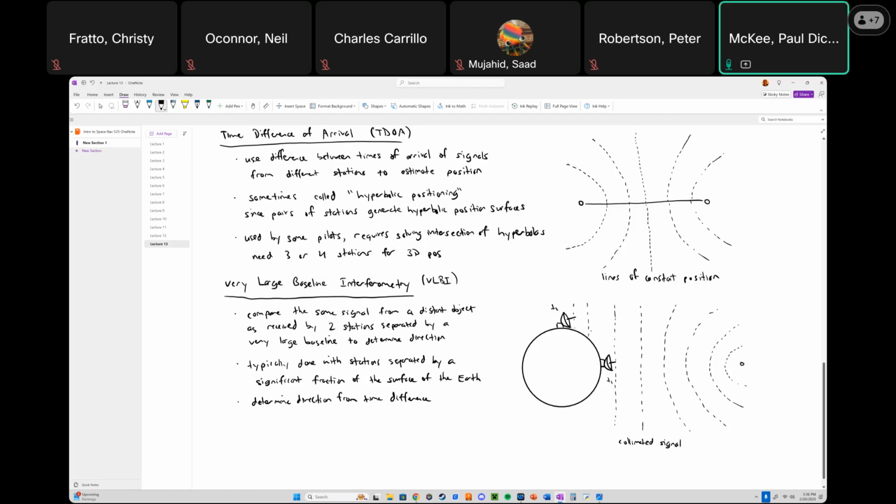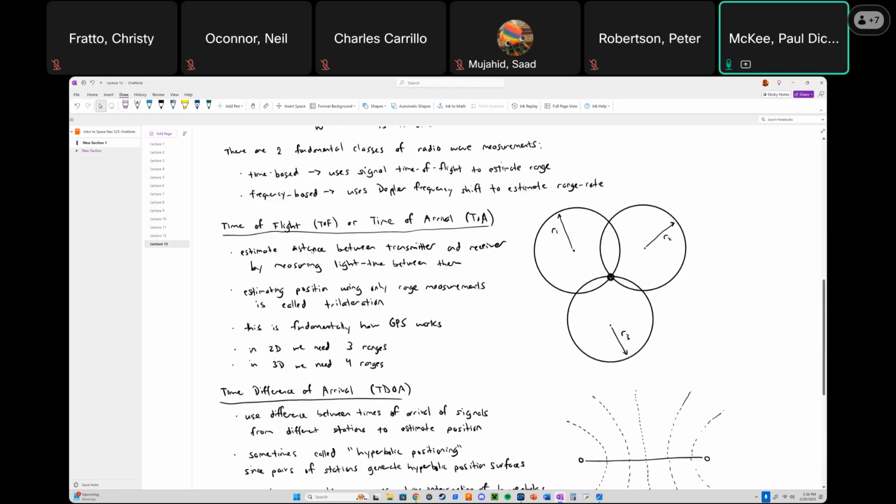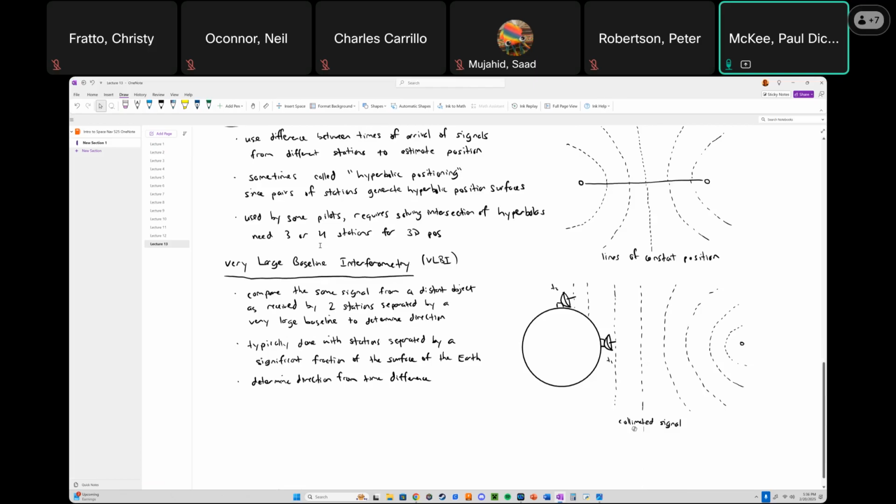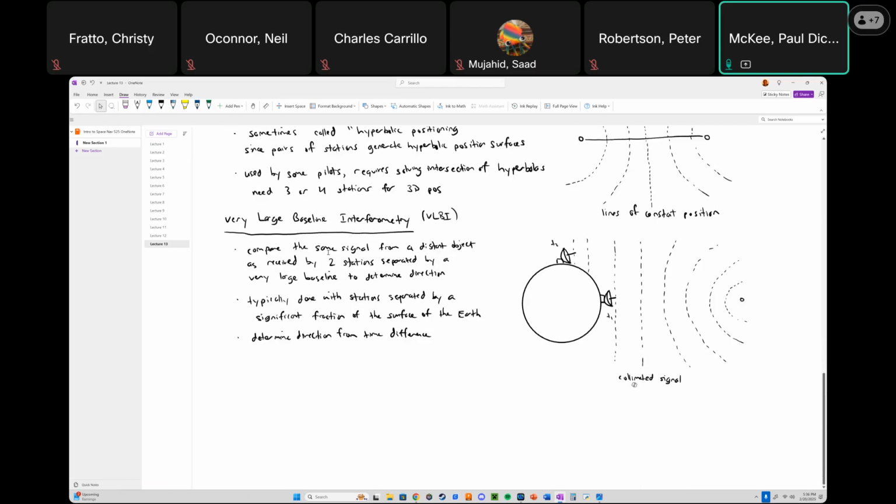We're not going to spend a lot of time on VLBI or time difference of arrival. I want you to be aware of them, but we are going to go into detail on this time of flight guy. So that's coming up. So this is a natural pause and catch our breath moment. Any questions on anything we talked about so far?